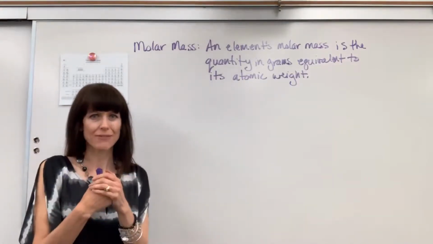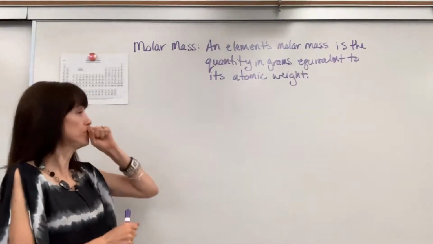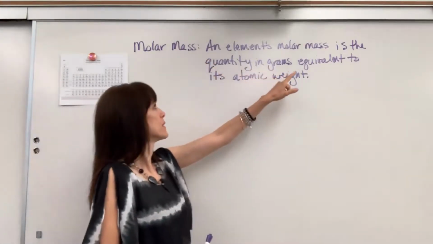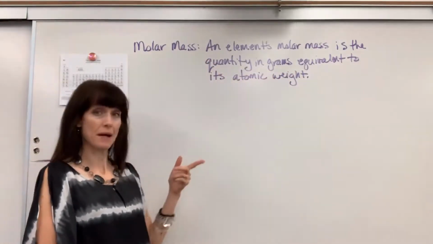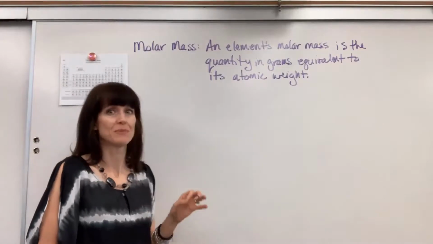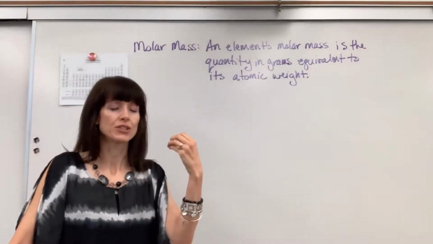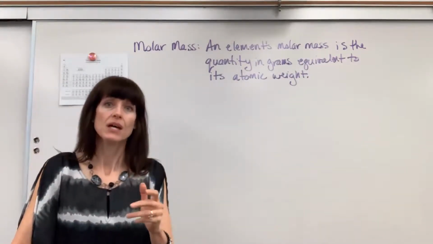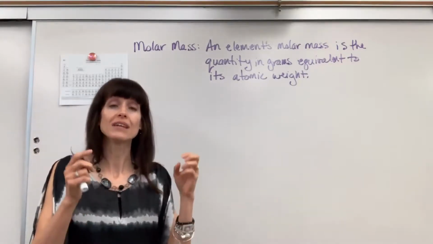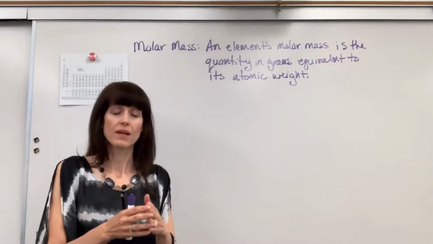So let's begin with the definition. Here's your definition. Molar mass. An element's molar mass is the quantity in grams equivalent to its atomic weight. So atomic weight, jog your memory on this. The atomic weight is the weighted average of all of the isotopes for one element.